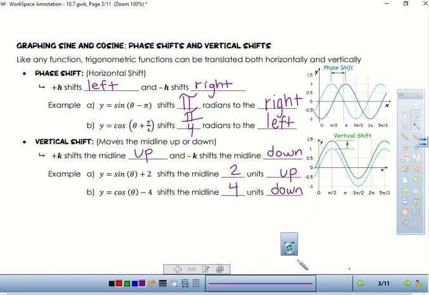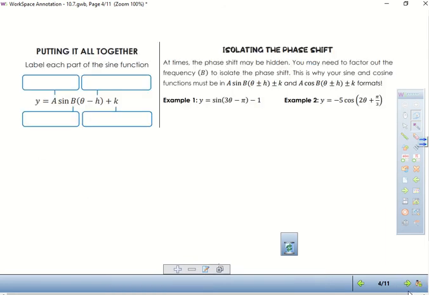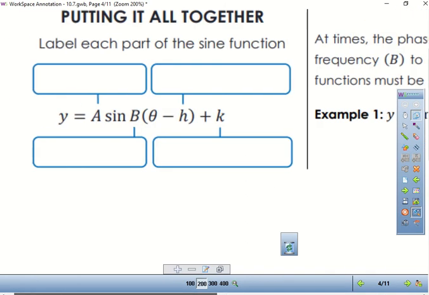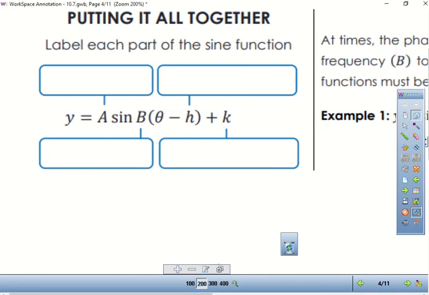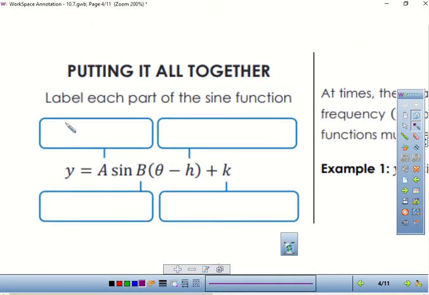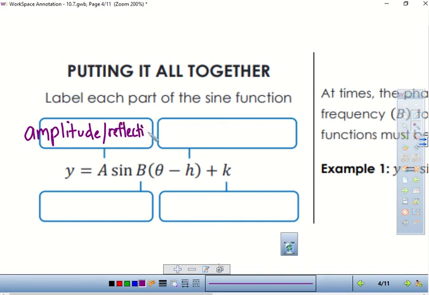So is everybody good with the basic shifts? Okay, just identifying them, all that. All right. So putting it all together, let's talk about what each of these represents in the function and how they affect the function. So A affects the amplitude, and I'm leaving room because it also affects if it has a reflection. So amplitude and reflection are what's affected by A.